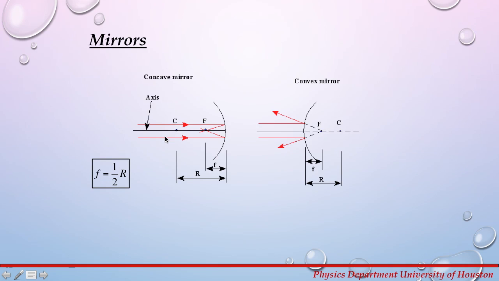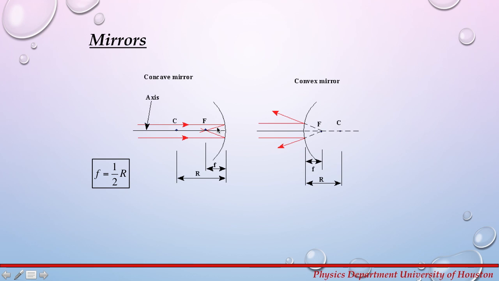The reflection of light from mirrors may be treated by applying the law of reflection to each ray of light. When parallel rays of light reflect from the concave mirror, they pass through a focal point which is halfway between the surface of the mirror and the center of curvature of the mirror. The concave mirror is converging light to a focal point.